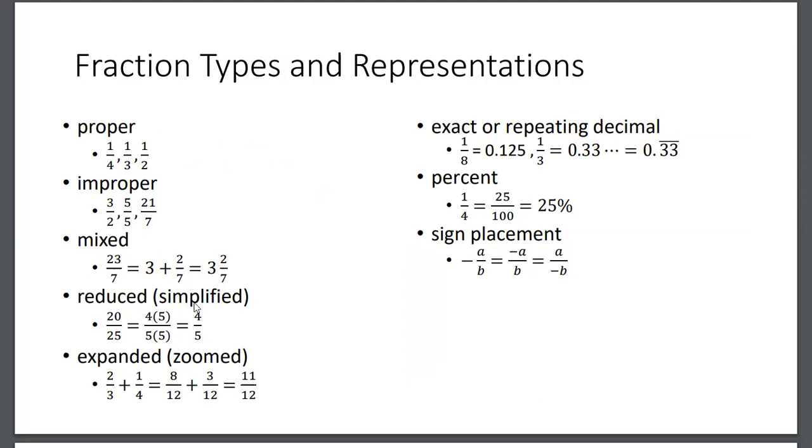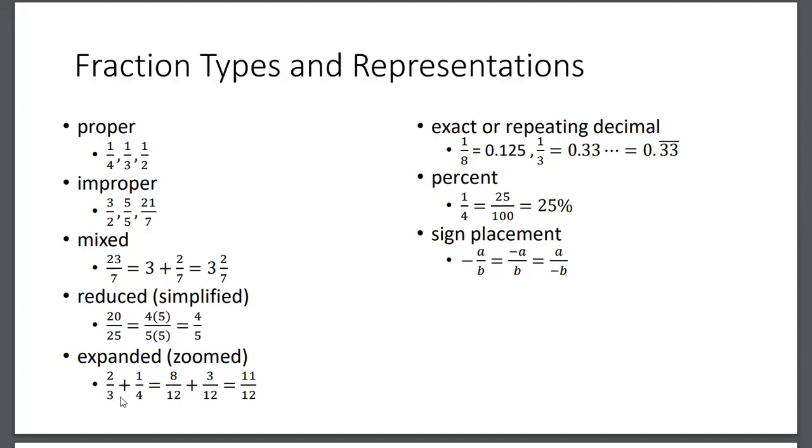A reduced fraction is simplified. Take out the common factors. In this case, you factor 4 times 5, 5 times 5, and then the 5s can take out, and you have 4/5. You can go in the other direction. Instead of reducing, you can zoom them or expand them.